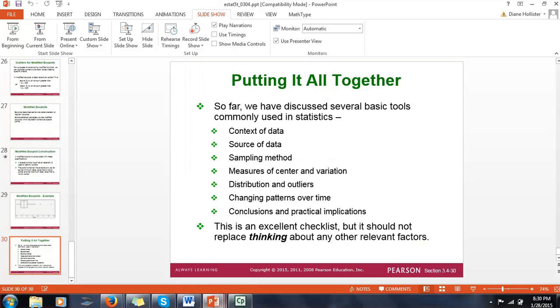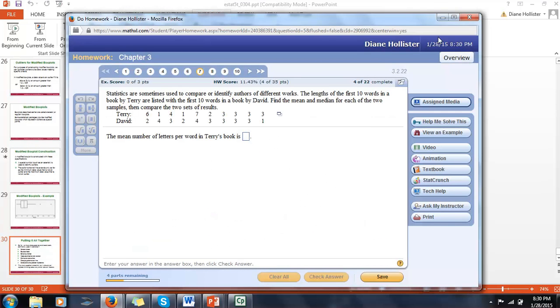Now, let's take a look at a few of the homework questions.